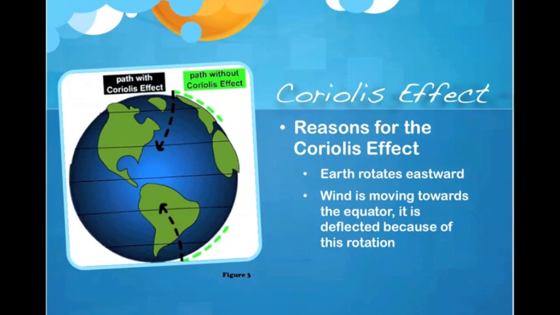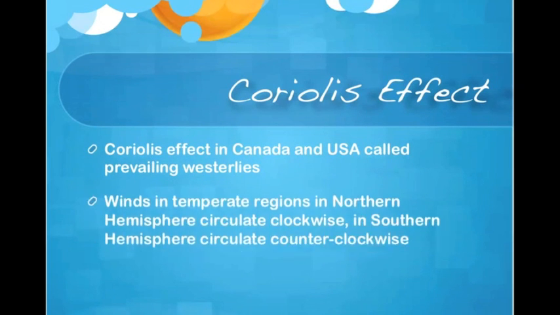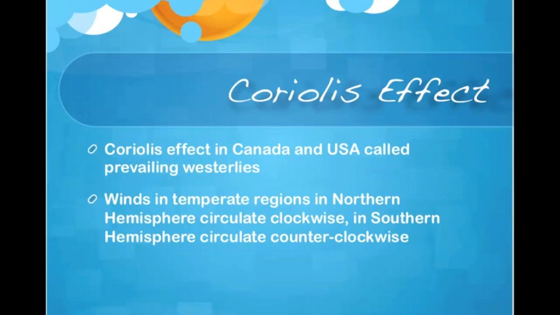The Coriolis effect occurs because of Earth's eastward rotation. The wind is blowing towards the equator, but because of the rotation, it moves eastward. In Canada and USA, the effect is called prevailing westerlies. These winds in temperate regions circulate clockwise in the northern hemisphere and counterclockwise in the southern hemisphere.